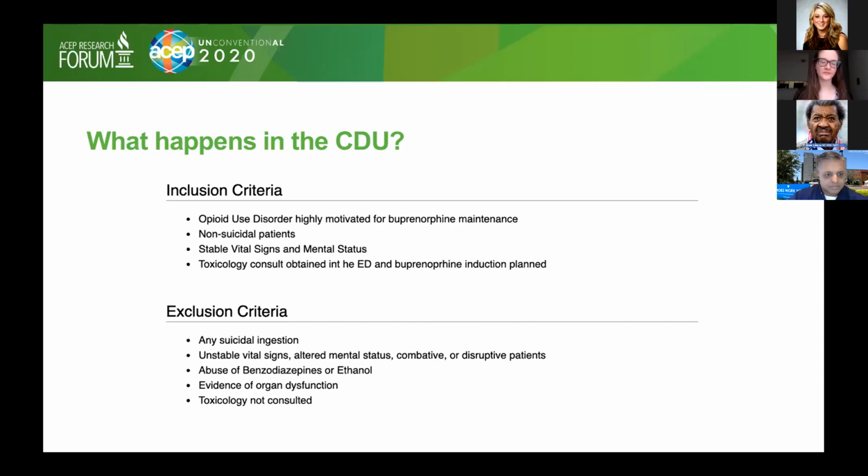Exclusion criteria, as we already mentioned, were any sort of suicidal ideation, any other indication for admission either to medicine or inpatient psychiatry, and concomitant use of benzos or ethanol. And then, as we mentioned before, to validate the concept of the warm handoff, toxicology had to be consulted in the emergency department.